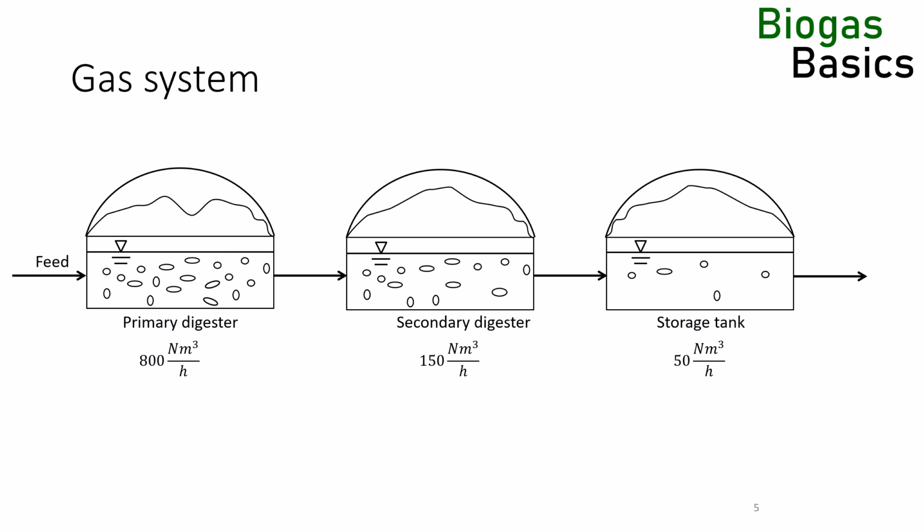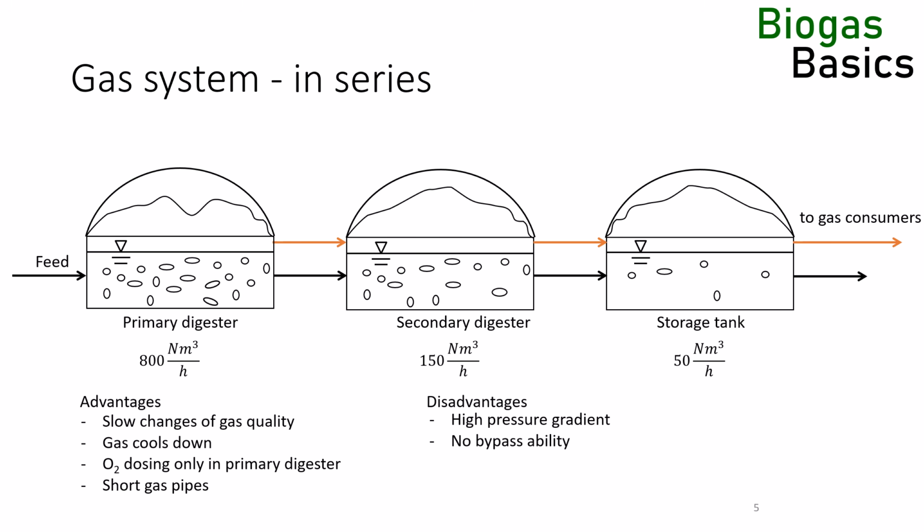One way to connect the digesters in the gas system is to run pipes from the primary to the secondary, from the secondary digester to the storage tank, and from the storage tank to the gas consumers. In our example, 800 cubic meters per hour flow from the primary to the secondary, 950 cubic meters per hour flow from the secondary digester to the storage tank, and 1000 cubic meters per hour flow from the storage tank to the gas consumers. This type of connection has many advantages.